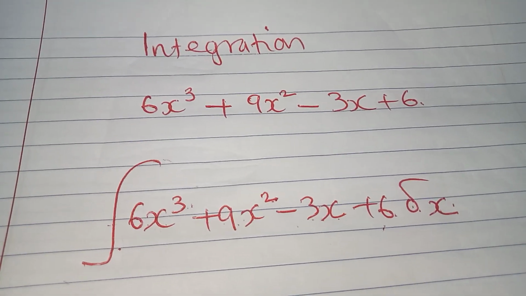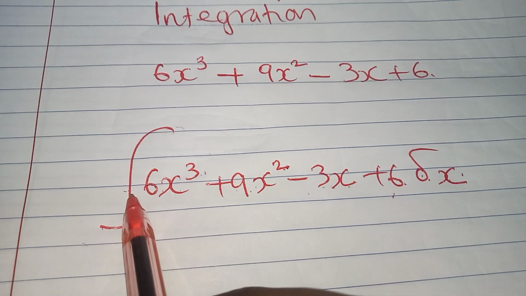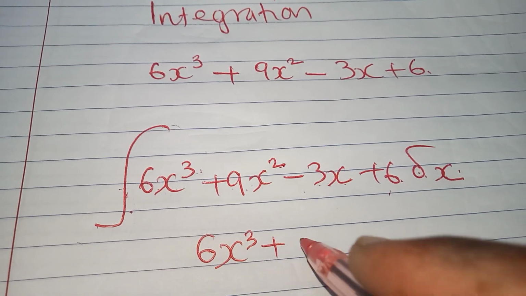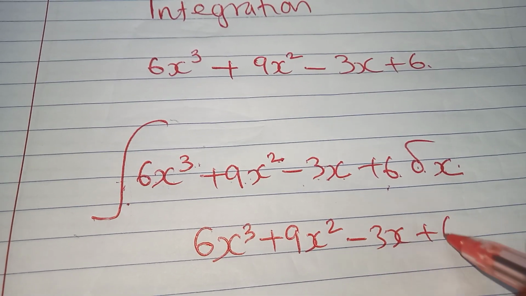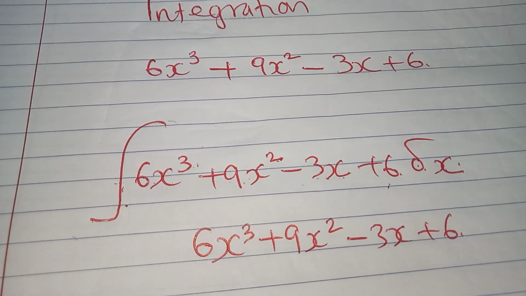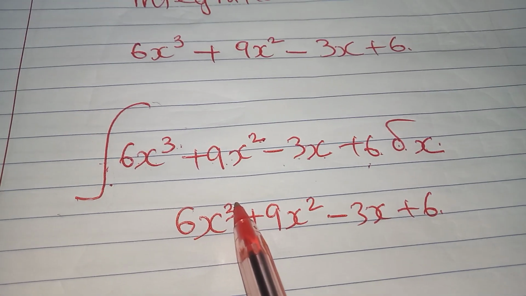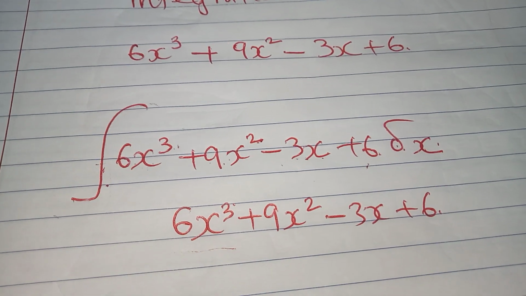So how do we then integrate? We'll write down the function. This one has no business with us. So you are going to write 6x cubed plus 9x squared less 3x plus 6. Integrating means you are going to increase the power by 1, then you divide by the resultant power after it has been increased by 1.